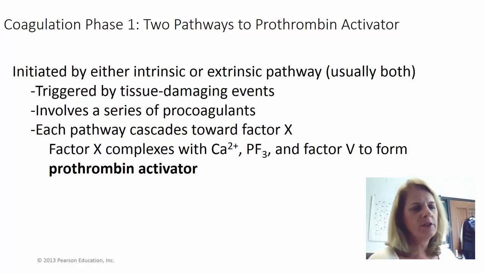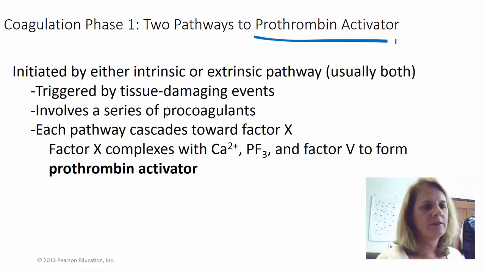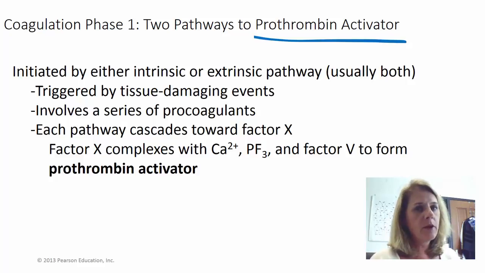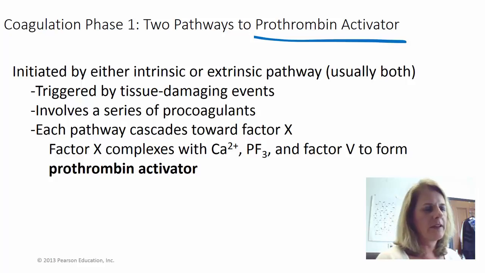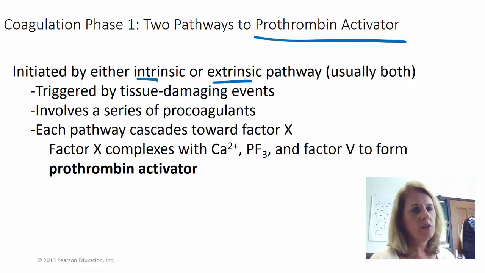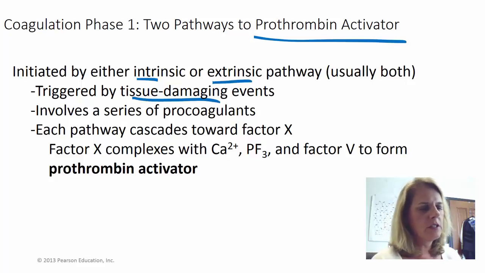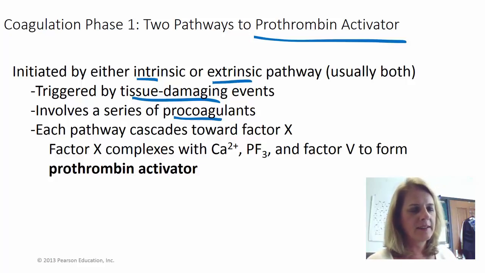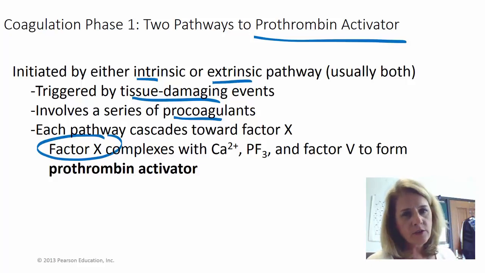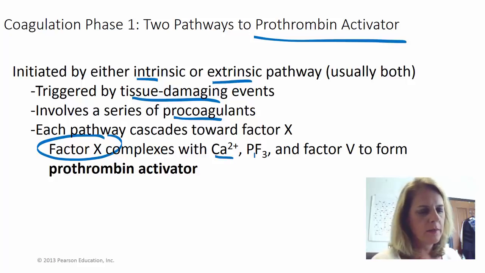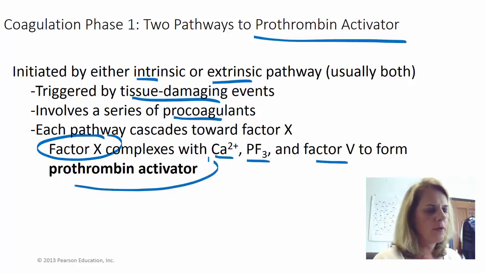So the first step that you do is to get that prothrombin activator, okay? And again, to get prothrombin activator, there's 2 pathways to get it. And you can either get it using what's called an intrinsic or extrinsic pathway. And usually it's both, okay? So usually both pathways are going, but one's a little faster than the other. And these are both going to be triggered by something that's damaging the tissue, and you're going to have a series of events, okay, a series of procoagulants, and the pathway is going to get you to something called factor X, okay, and factor X is going to bind with calcium and PF3 and factor 5 to form prothrombin activator.